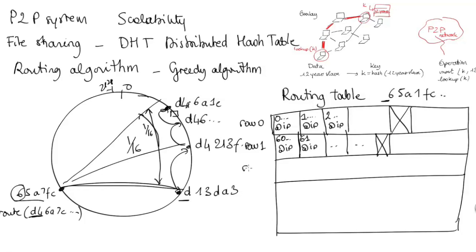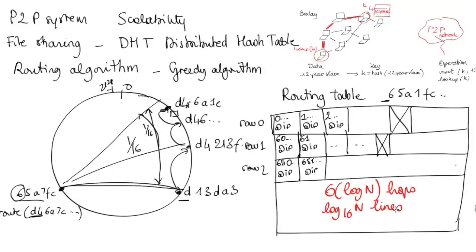At the next level of the routing table, it will have representatives matching more and more of its own ID. So that would be 6, 5 and then 0 and something, and its IP address, 6, 5, 1 and something, and its IP address, and so on and so forth. With such an algorithm, we can provide a routing algorithm that completes routing in a logarithmic number of hops in the size of the system, and the state that each node has to maintain is a logarithmic number of lines of the routing table.